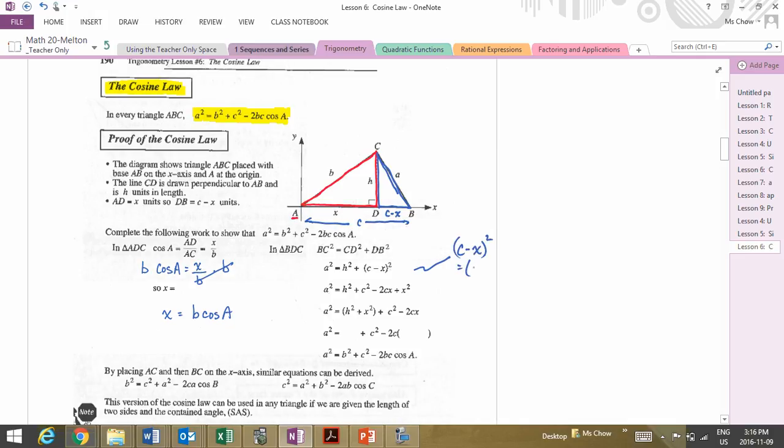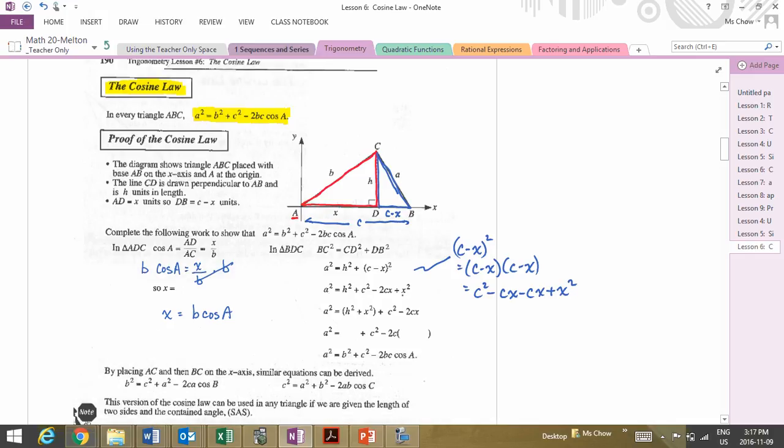If we expand that, so it's (c minus x) times (c minus x), then that is of course c squared minus cx minus cx again, and then plus x squared. Clean that up, and we've got c squared minus 2cx plus x squared.